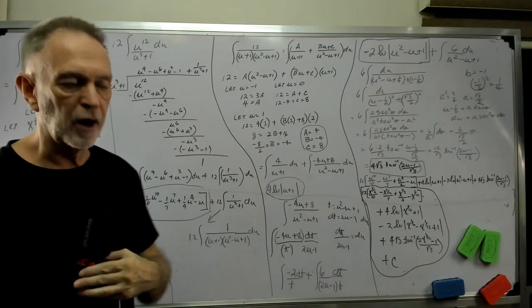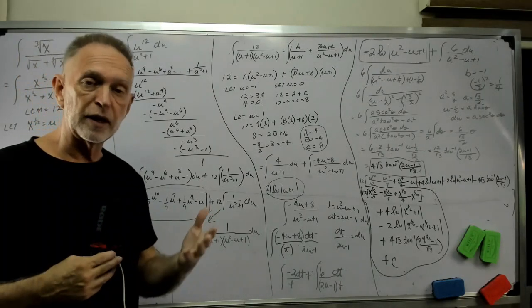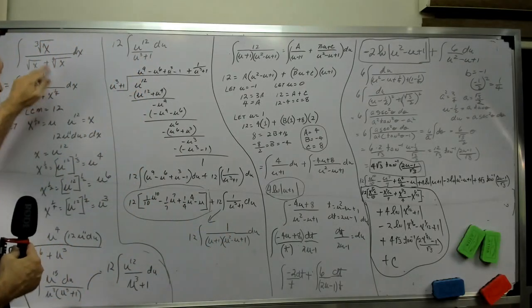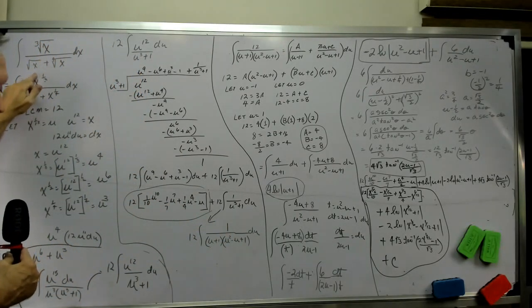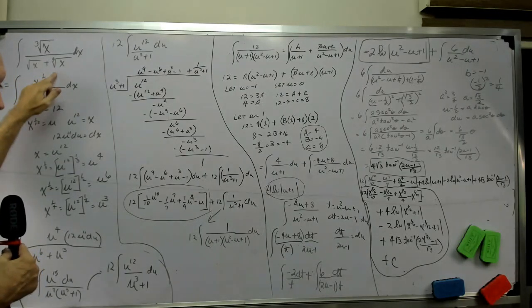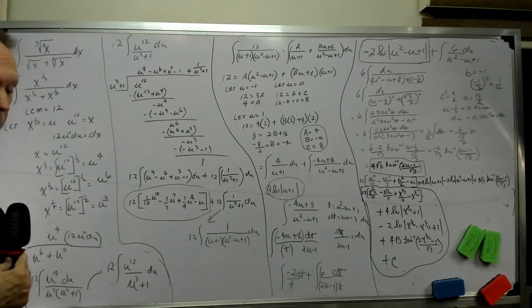Hey guys, Dr. Brown here, and tonight we have a unique integral. We have the integral of the cube root of x divided by the square root of x plus the fourth root of x, all integrated on x.